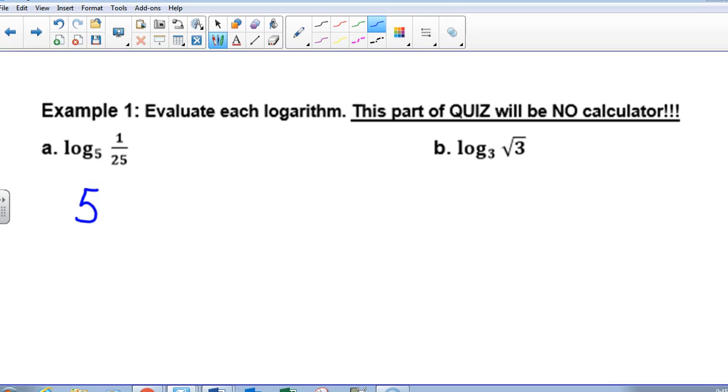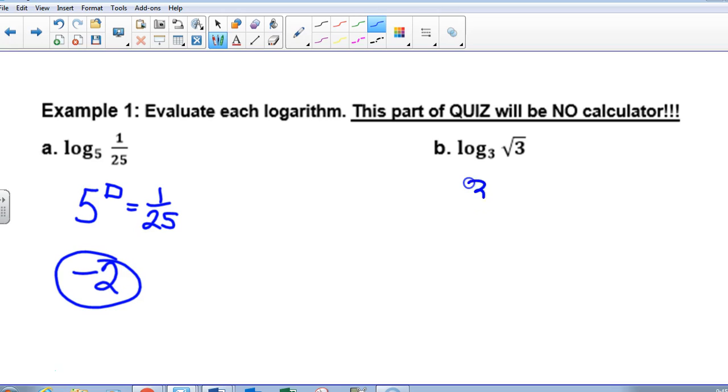This is saying 5 to what power equals 1/25th? That's the way I think of that. Yes, 5 squared is 25. To put it in the denominator, it would be negative.